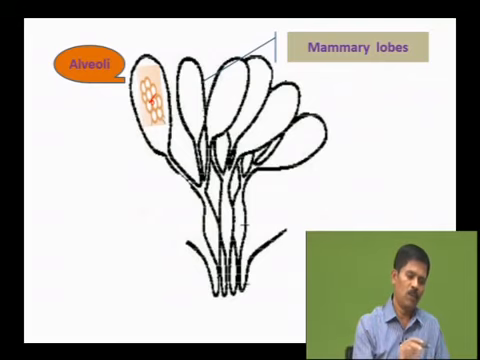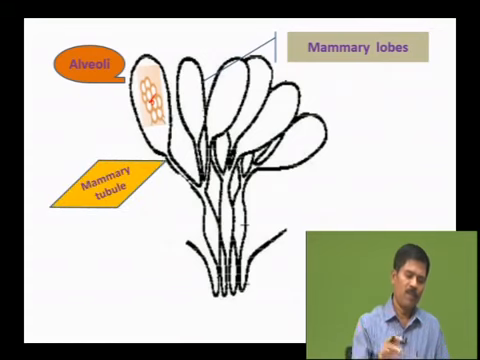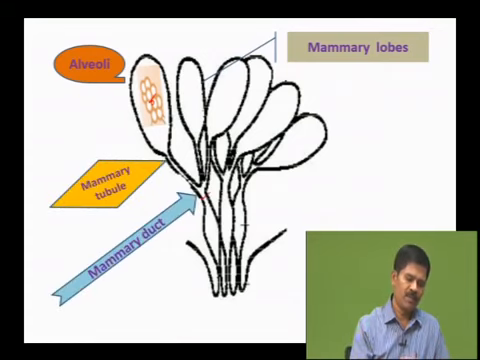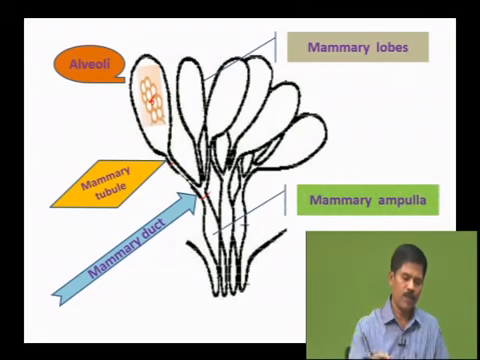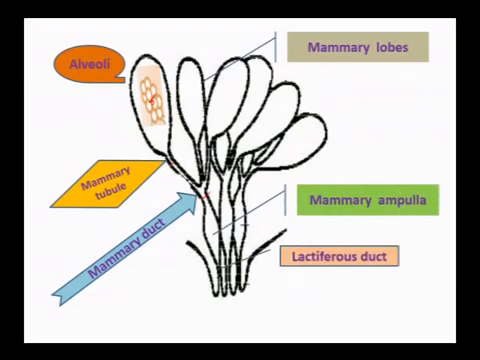The milk from alveoli flows into mammary tubules. From mammary tubules, it goes to mammary duct. So this is the mammary tubule. It goes to mammary duct. From mammary duct, it goes to mammary ampulla. From mammary ampulla, milk goes to lactiferous duct. So lactiferous duct opens outside at the tip of the nipple. So this is the structure of a breast showing the different aspects of it.